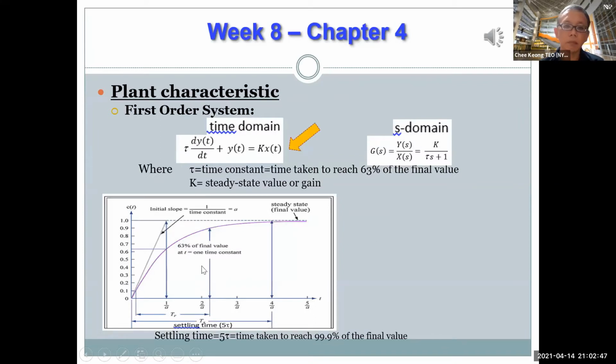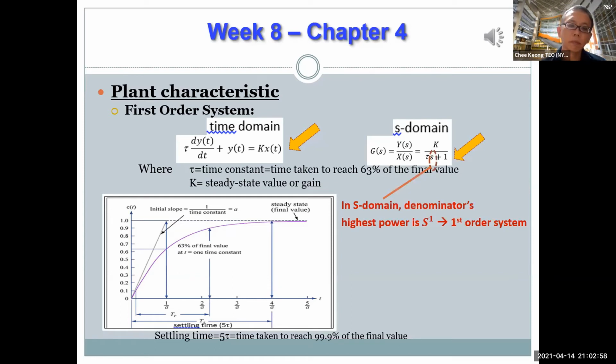For a plant that is classified as a first-order plant, in its time domain equation, it contains the first derivative expression. When converted into the S domain, it will appear as K over tau S plus 1. The highest power for S in the denominator is 1. Hence, this is a first-order system. Notice that K is the steady-state gain. Tau is the time constant. On the graph, tau can be estimated from time 0 to when the graph reaches 63% of the final value. Settling time is 5 times the time constant, where the graph reaches close to the final value.